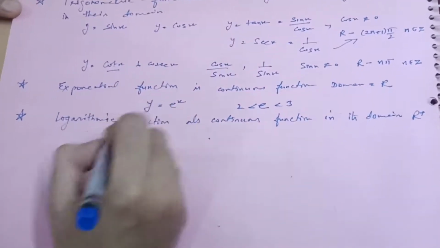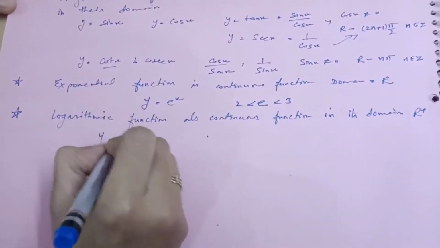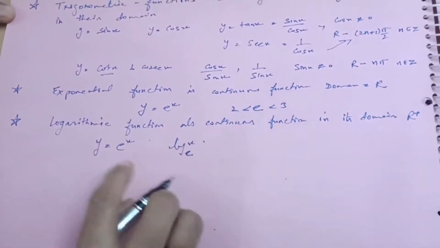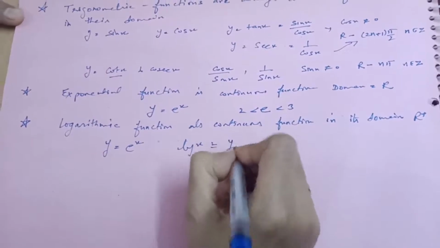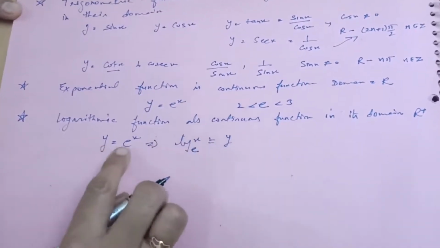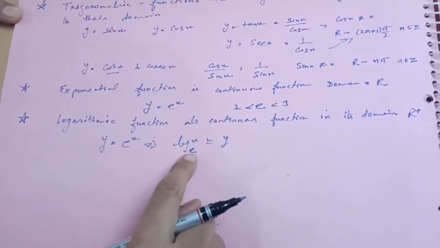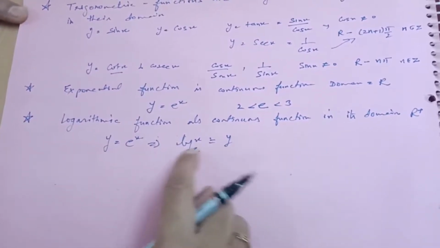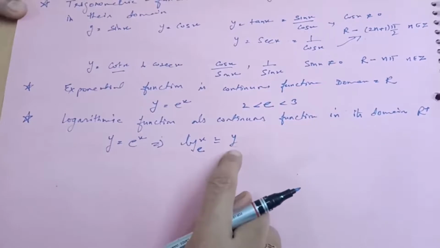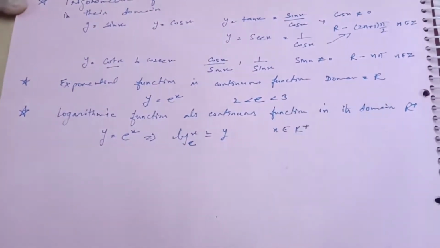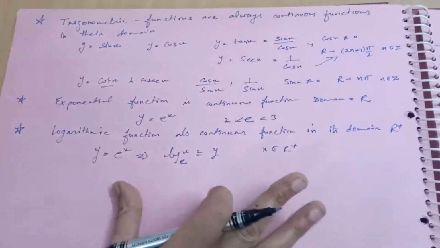So if you say y equals e to the power x, then log of x to the base e is equal to y. This implies that if y equals e raised to power x, then log of x to the base e equals y. This is also a continuous function, where x belongs to R plus. Okay, so these are the continuous functions.